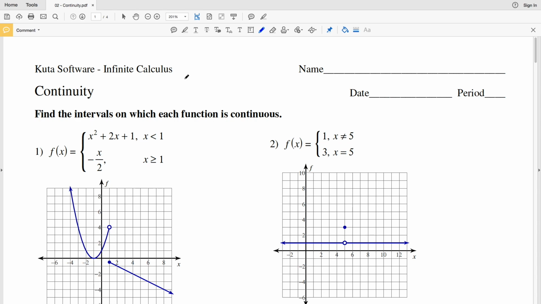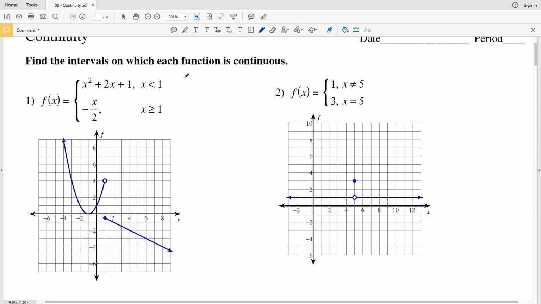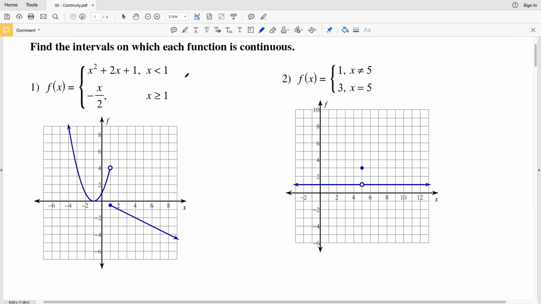In order for a function to be continuous at x equals a, f of a has to be defined, and the limit of f of x as x approaches a must also equal f of a. So let's look at number one. We're to find the intervals on which each function is continuous.